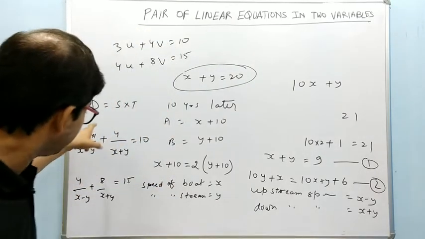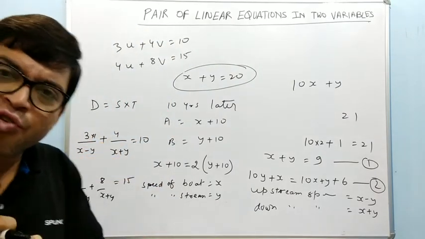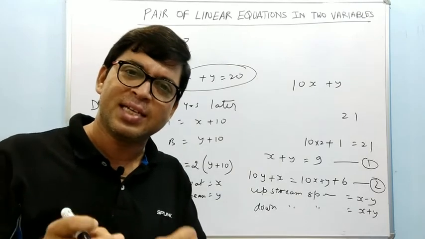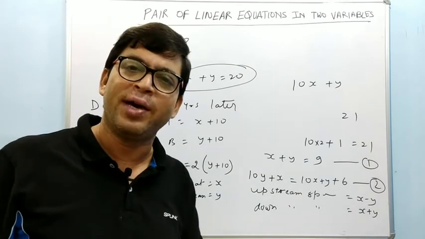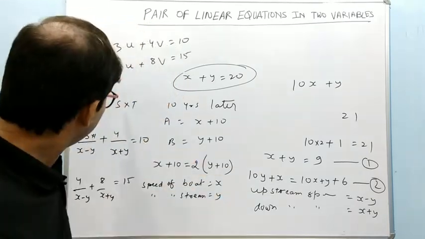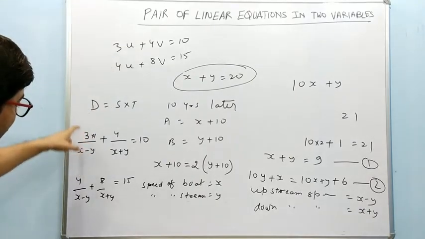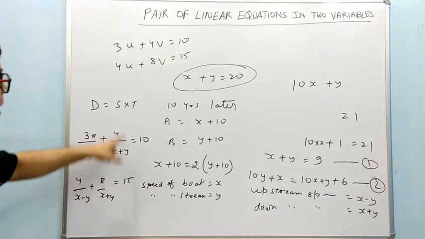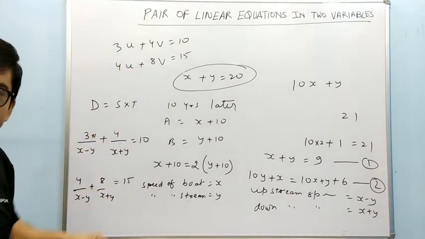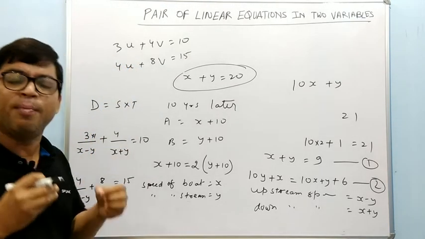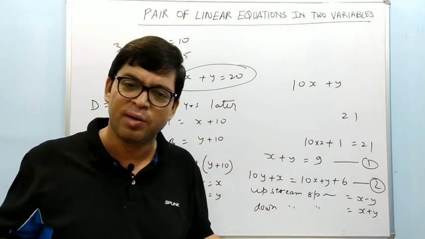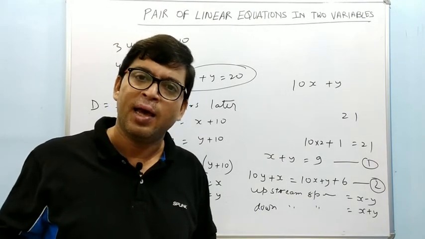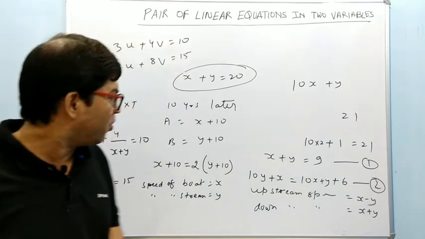So wherever such a type is given, you just try to reduce it to the standard format, ax plus by is equal to c. This way you made a substitution, 1 by x minus y as u, 1 by x plus y as v, and made the equation simple. Now you can solve it by elimination method, by substitution method, any method you like, and you can get the values of x and y correspondingly.